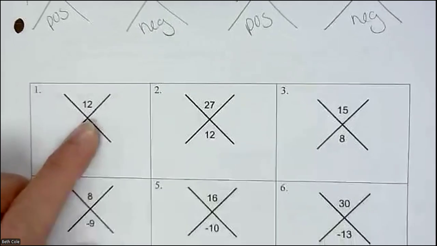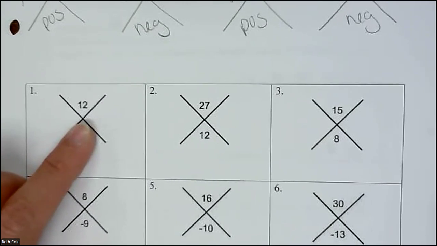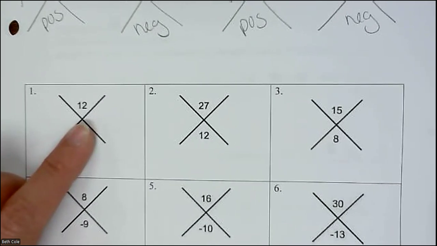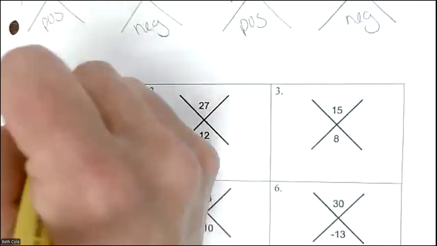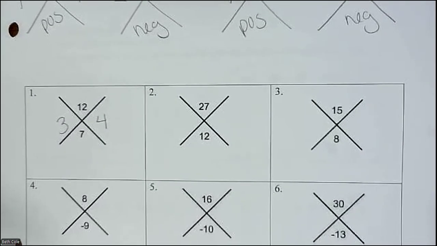So the first one, let's just look at the top number. You need 2 numbers that multiply together to be 12, but you need them to add together to be 7. So good, it will be 3 and 4. 3 times 4 is 12, but 3 plus 4 is 7.